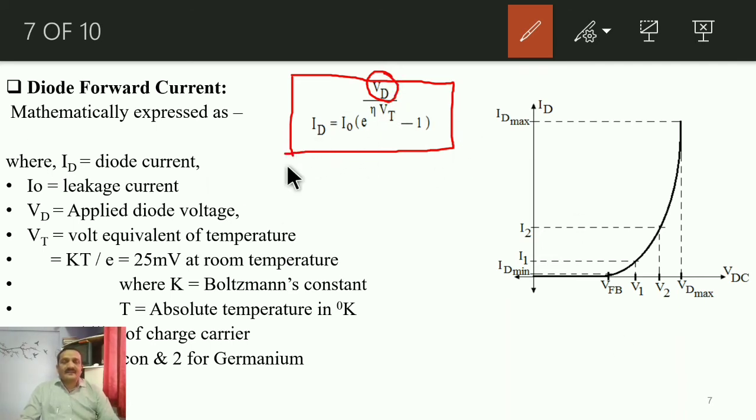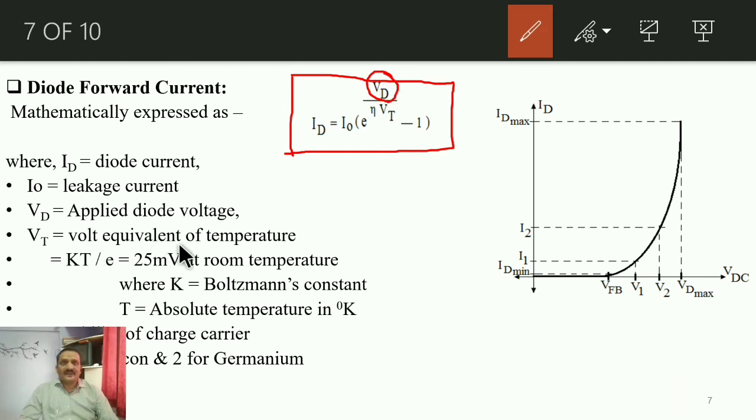In this expression, we'll see what ID is. ID is nothing but the diode current. IO is the leakage current which flows due to the minority charge carriers. That means even if the applied voltage is somewhat less than VB, ideally the flow of current through the diode is 0. But practically, if we observe, it is non-zero. It is very small, closer to 0. That current is due to minority charge carriers, and it is known as a leakage current, that is IO. Then Vd is the applied diode voltage.